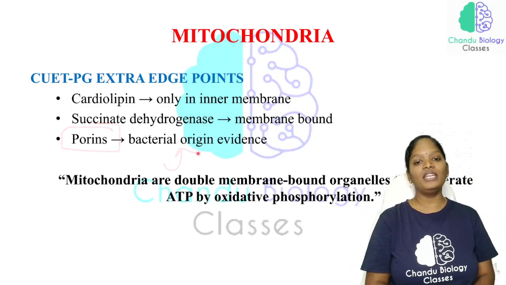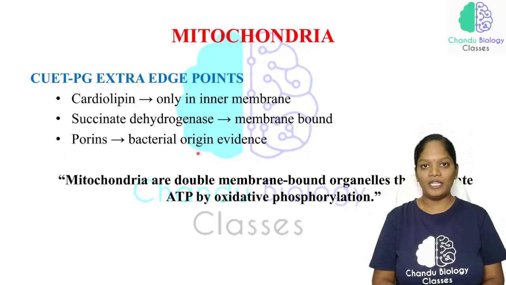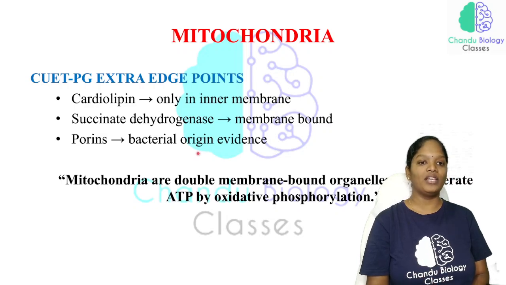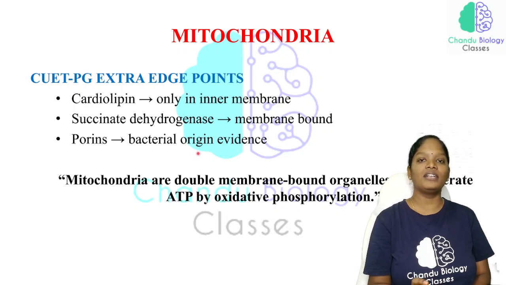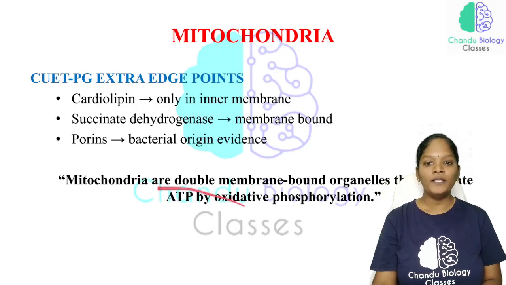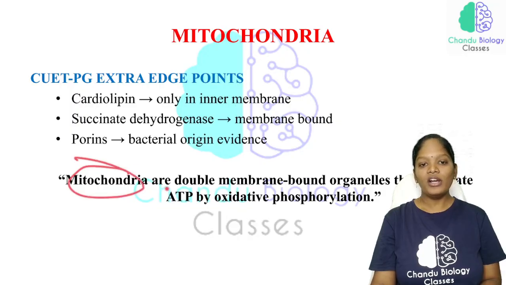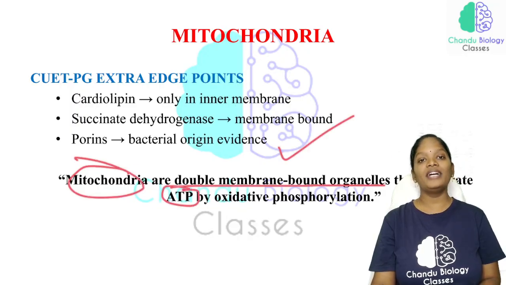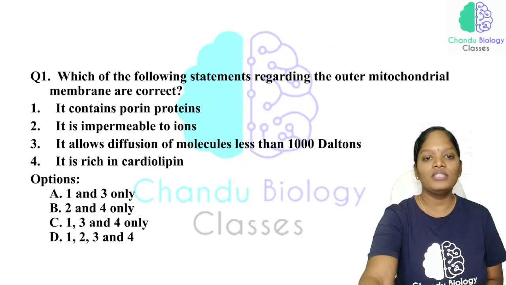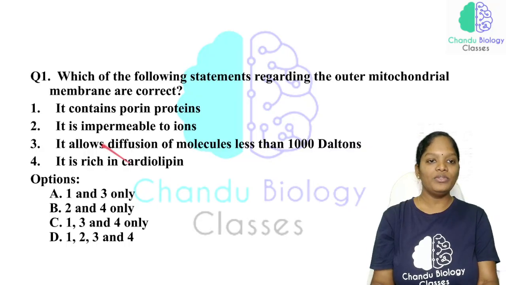So we have studied the endosymbiotic theory. The endosymbiotic theory suggests that aerobic bacteria evolved into the mitochondria, and the evidence for that evolution is these porins. Now see here, mitochondria are double membrane bound organelles. We know that they generate ATP. How are they generating ATP? By oxidative phosphorylation. Okay, so this is an important keyword. That's all about it.